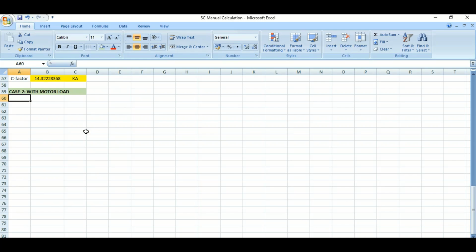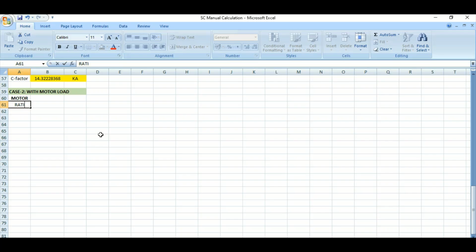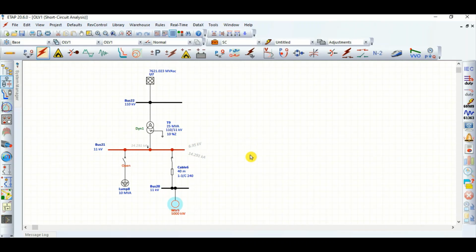Okay, so for this we will take first the motor parameters. We'll try to find out what are the motor parameters inputs. As we can see, the motor rating is 5000 kilowatt or 5 megawatt. Rating 5000 kilowatt. Then what is the X by R ratio? This is input. How to find out?